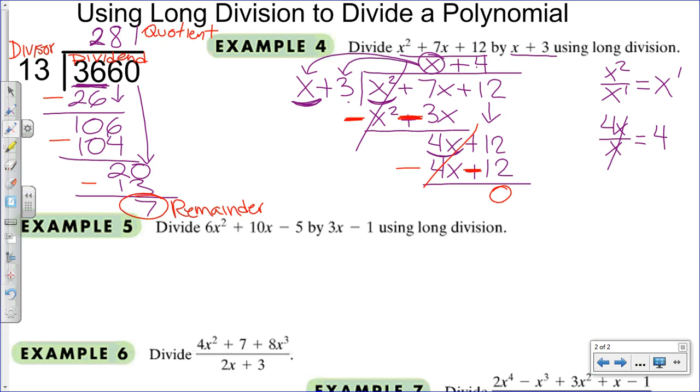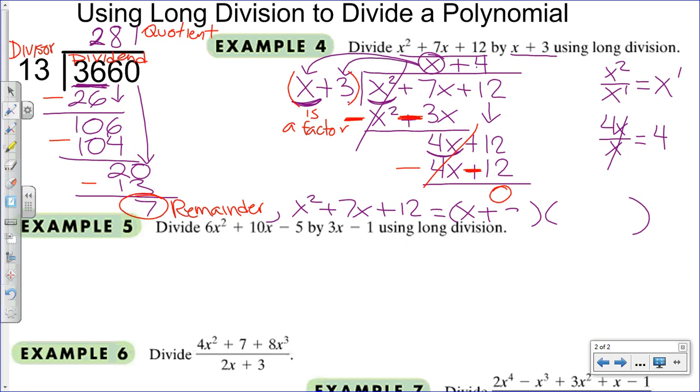This is very important because when the remainder is 0, that means that x plus 3 is a factor. And so this is what I mean. We can write the polynomial x squared plus 7x plus 12 as the product of the divisor and what else? The quotient. The quotient. That happens only when the remainder, sorry, when the remainder is 0.